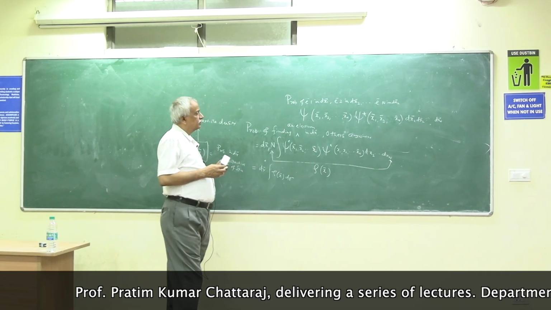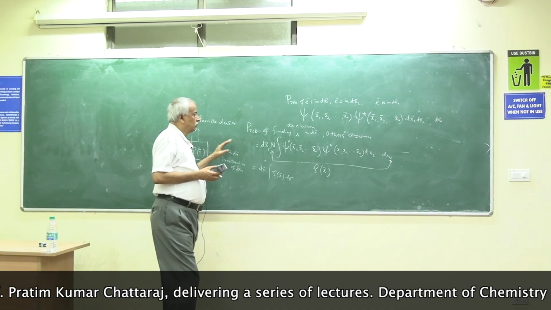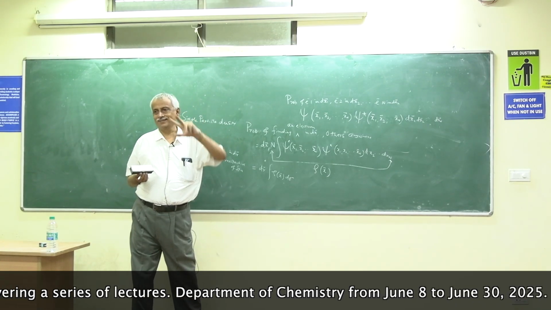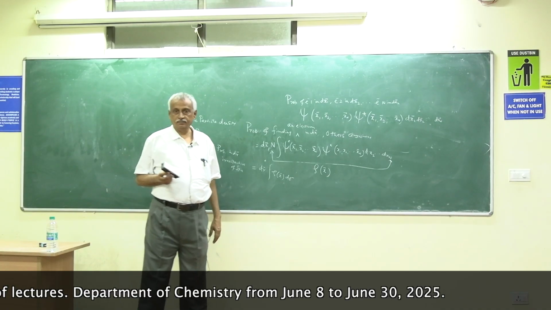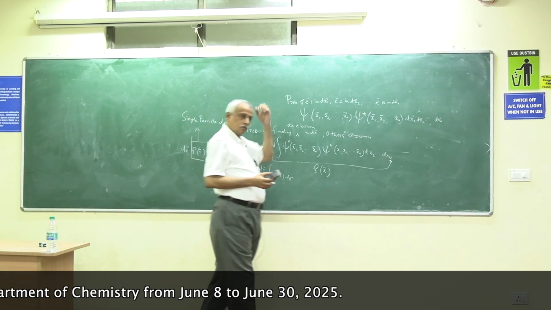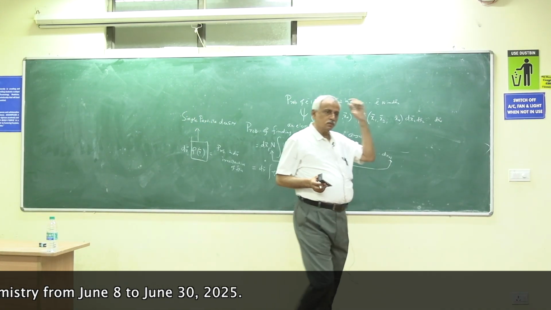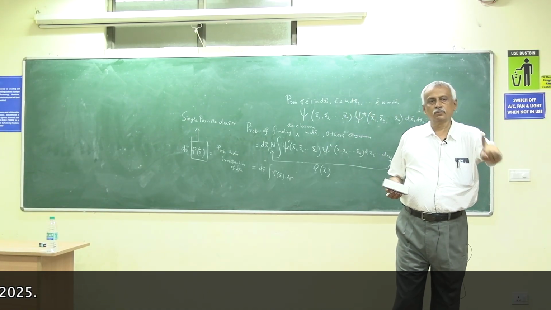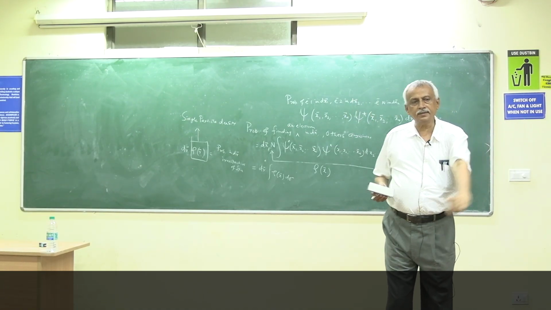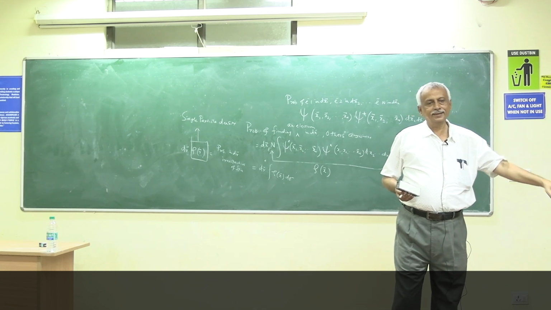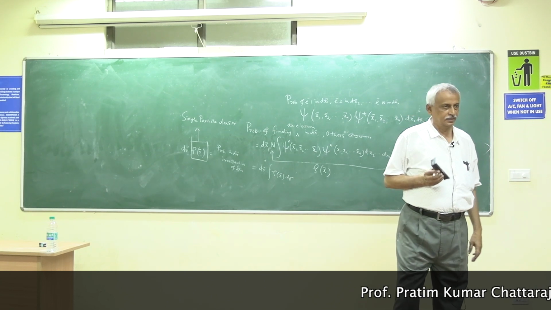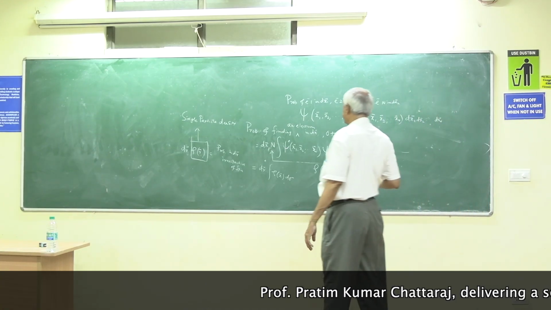Now let us say we consider two electrons simultaneously. Sometimes it is required. What do you mean by two electrons? First we will consider the simultaneous probability of finding electron 1 in dx1 and electron 2 in dx2. What is the simultaneous probability? Okay.